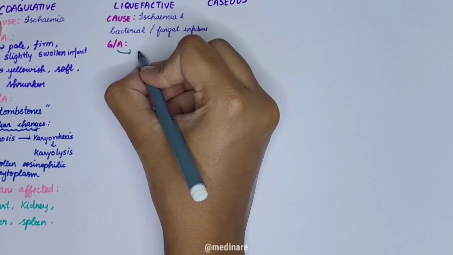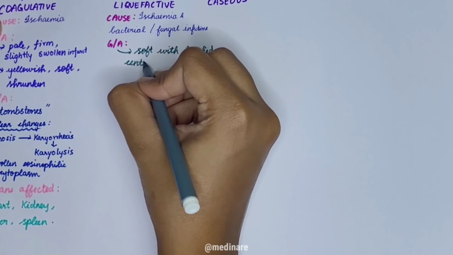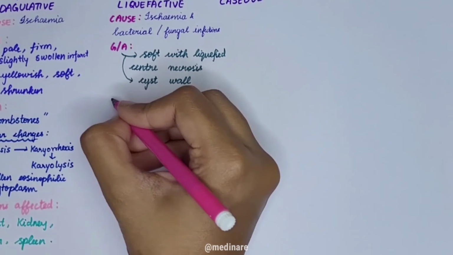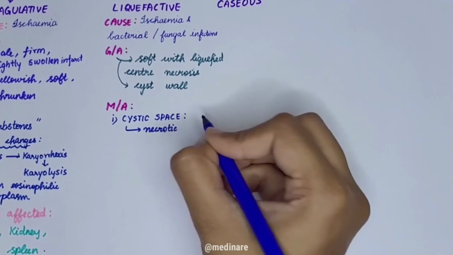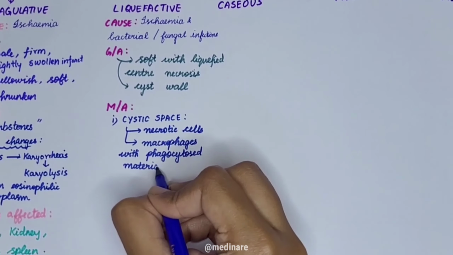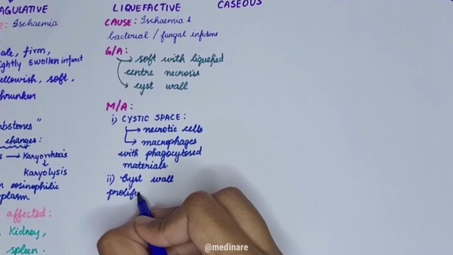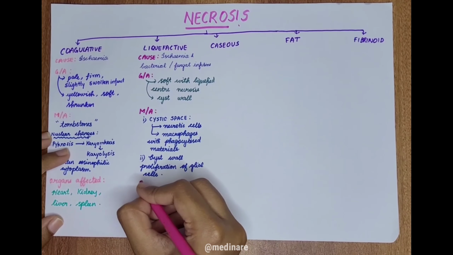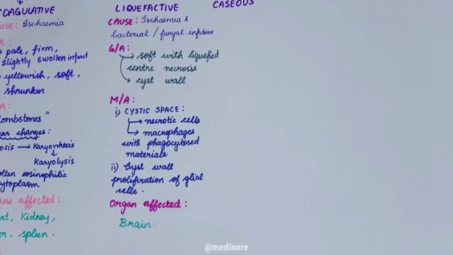The area with liquefactive necrosis appears soft with liquefaction in the center. Also in advanced stages, a cyst wall is formed. Microscopically, we can appreciate a cystic space which contains necrotic cell debris and macrophages filled with phagocytosed material. We can also see the cyst wall, which is formed as a result of proliferating capillaries and inflammatory cells. The organ most commonly affected by liquefactive necrosis is the brain.